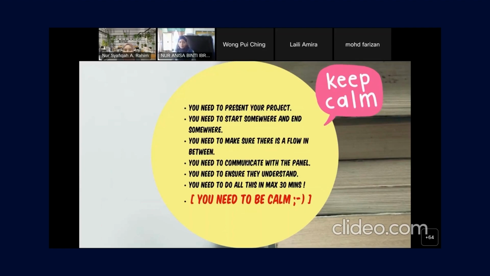So you need to communicate with the panels. Try to understand what their questions are, and try to answer with a good flow and politely. You need to ensure that they understand well every single thing that you are answering. All of this needs to be done in a maximum of 30 minutes, okay. Whatever it is, you need to be calm. This is the main important thing.